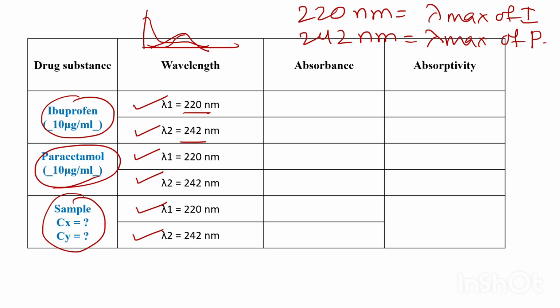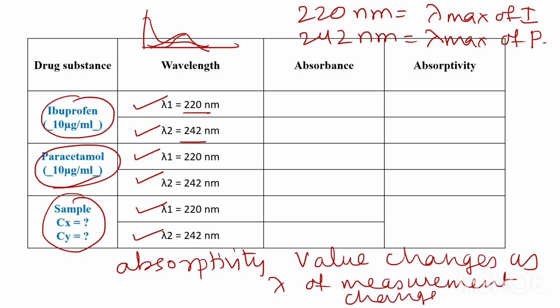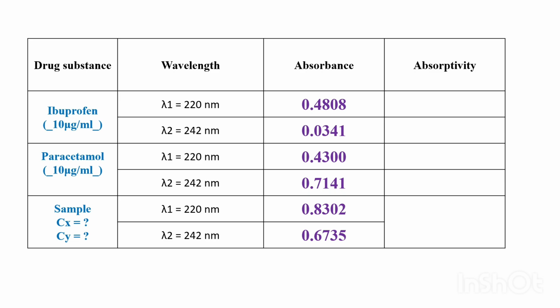ओके, एक पॉइंट मिस हो गया मुझसे लास्ट स्लाइड पे, वो ये था कि ऑलवेज रिमेंबर एब्सॉर्प्टिविटी वैल्यू changes as wavelength of measurement changes. ओके, और इसीलिए वेवलेंथ चेंज हो रहा है ना यहाँ पे, इसीलिए हम एब्सॉर्प्टिविटी फाइंड आउट कर रहे हैं यूजिंग स्टैंडर्ड सॉल्यूशन. सो सी हियर, these are the absorbances I have got from the machine.